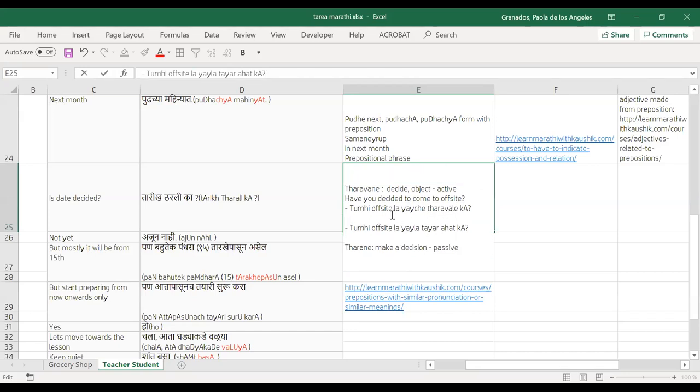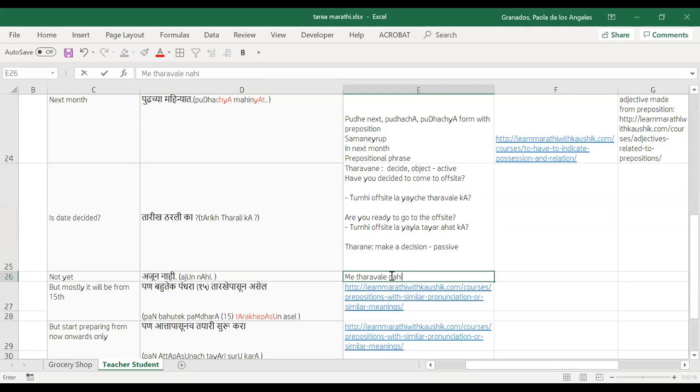So the next sentence, the lady is talking in general that some authority or decision is not yet known to her, but if you want to say I have not yet decided, then we will use me tharavale nahi. So we'll see the next sentence and we'll add it there. Ajun nahi. Then me haravale nahi. So on this, I have not decided. Me ajun haravale nahi.